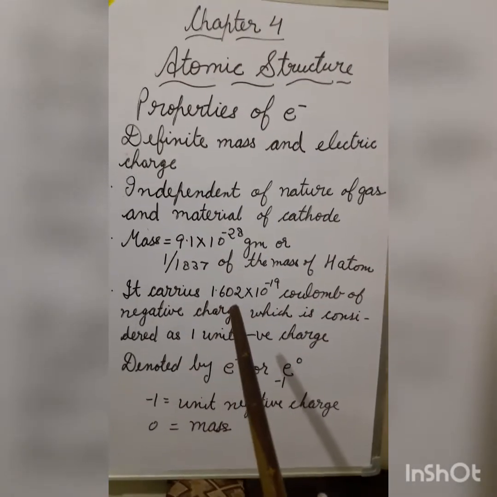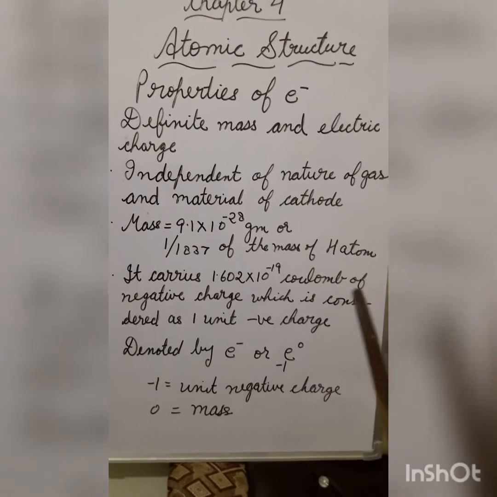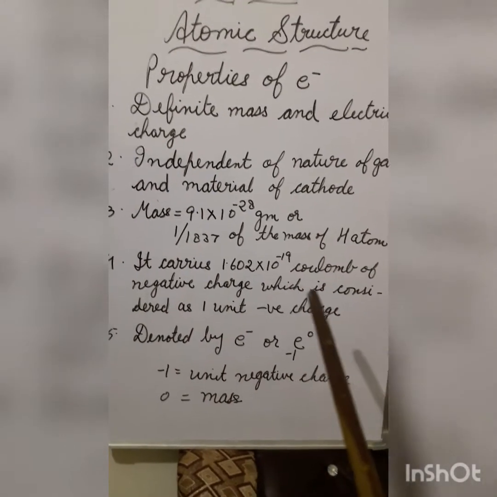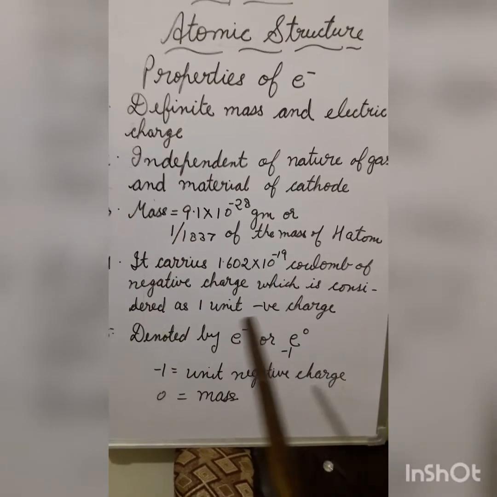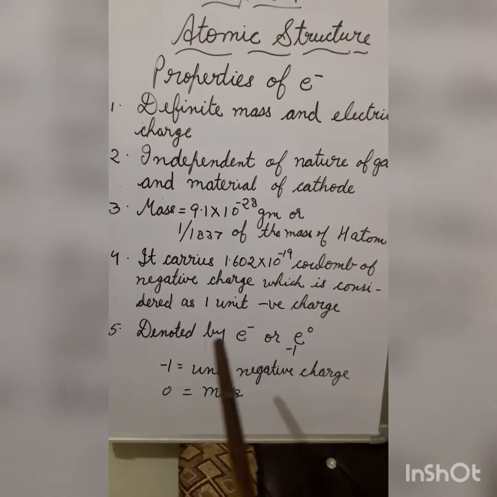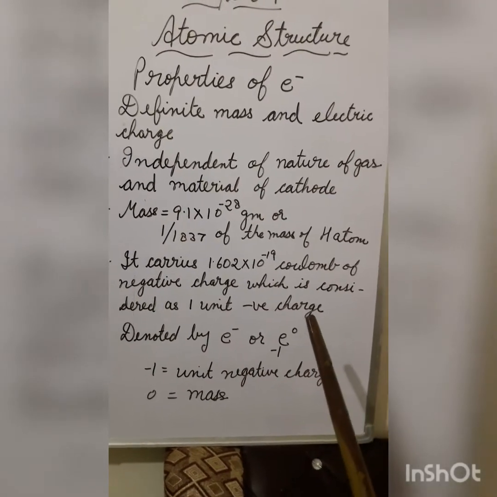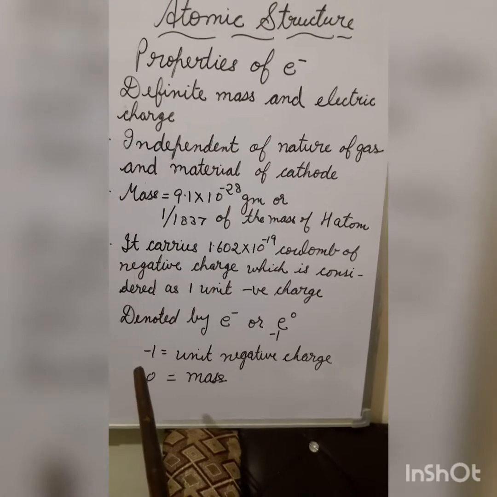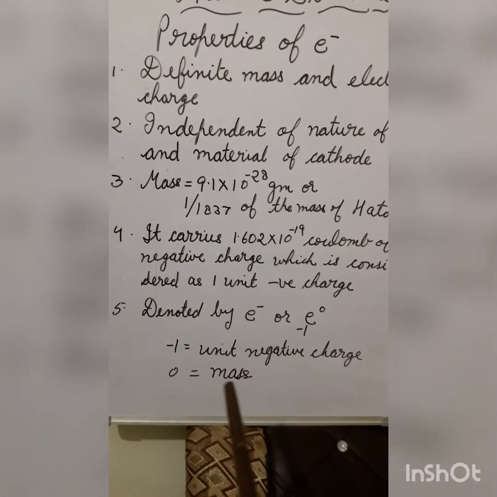It carries 1.602 × 10^-19 coulombs of negative charge, which is considered as 1 unit negative charge. So the symbol used to denote electron is e⁻ or ₋₁e⁰, where minus 1 stands for unit negative charge and 0 stands for mass.